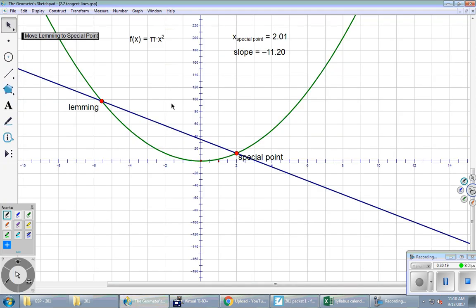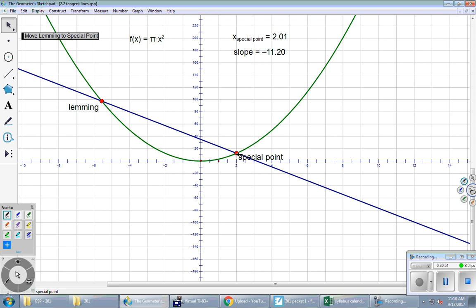Here we go. This green thing is the function f of x equals pi times x squared, so just a parabola with a pi in the front of it. At the moment, I've got a special point over here, right around x equals 2. And then I've got this lemming. The theory is that lemmings just follow each other, right? So I want this lemming to follow the special point wherever it is. Thinking about this special point, can you envision the tangent line?